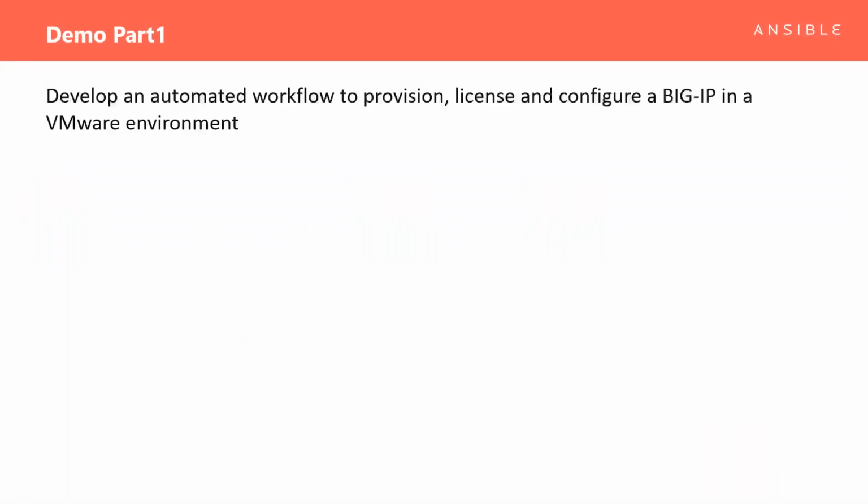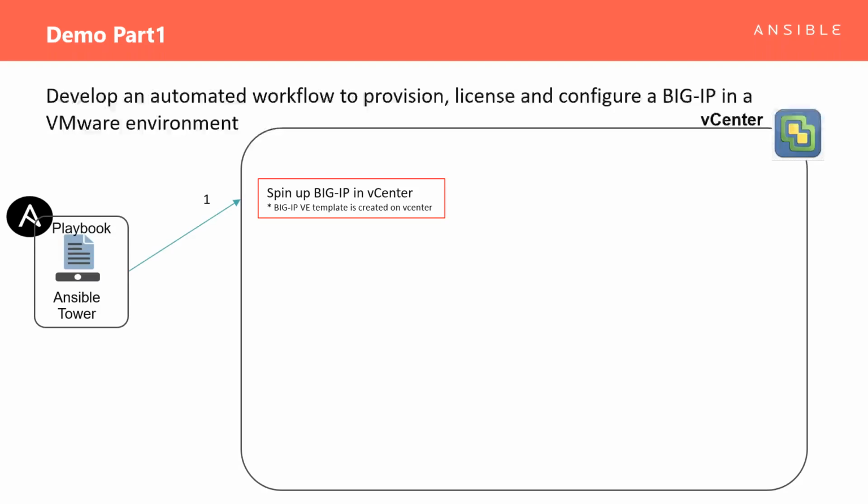In part one of the demo, we're going to go through an automated workflow to provision, license, as well as configure a BIG-IP in your VMware environment. We have a playbook that is executed through your Ansible Tower, and the first step is spinning it up in vCenter. There is a BIG-IP VE template that's already created on vCenter. The template has absolutely no configuration on it. It's a blank template. But when we use the playbook to spin it up, we are going to clone a BIG-IP from that particular VE template.